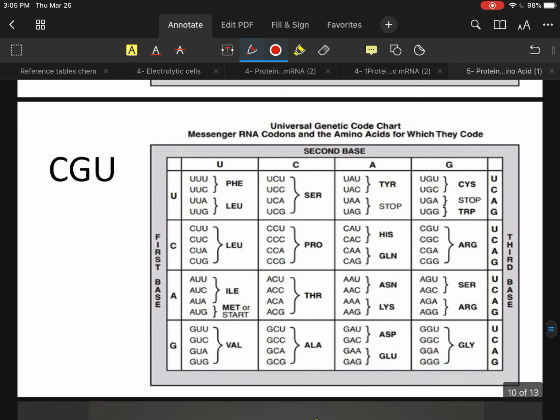And CGU. The first base is C, the second base is G. CGU stands for arginine.